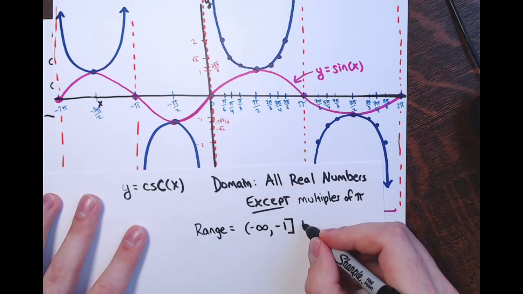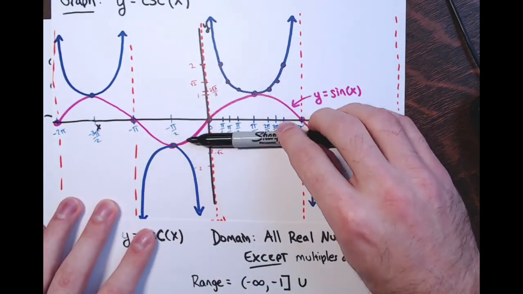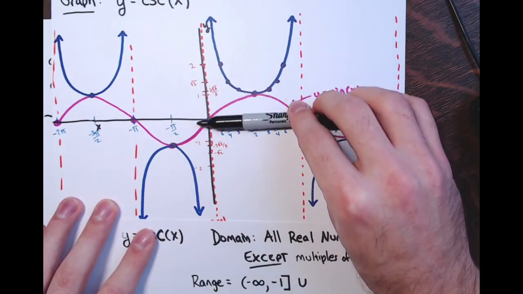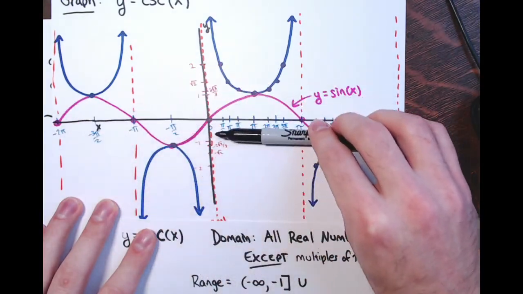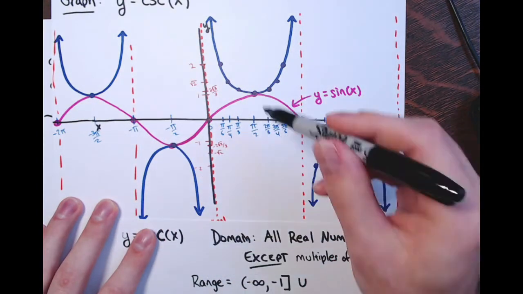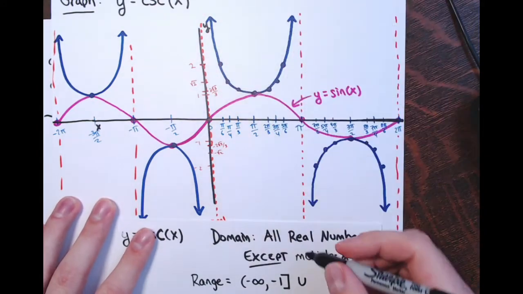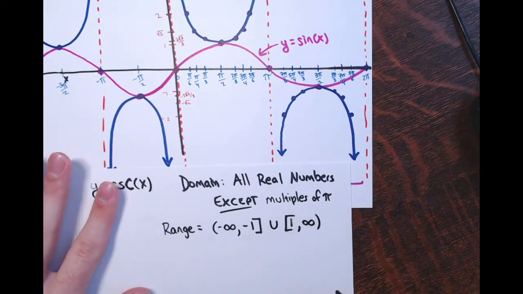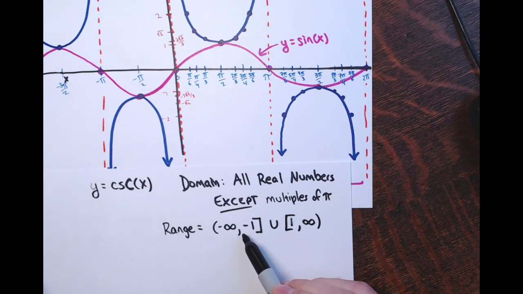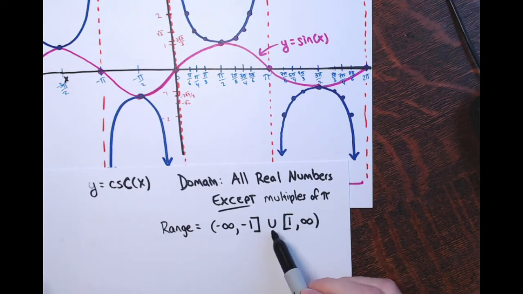Then there's a gap, a space, so I'm doing the union. Between negative 1 and positive 1, there's a gap. There's nothing on the purple graph. And then it starts up again at y equals 1, and then goes up to infinity. So from 1 to infinity, including 1, and always parentheses on infinity. So the range is values up to negative 1 in union with the values 1 or greater, but nothing in between.